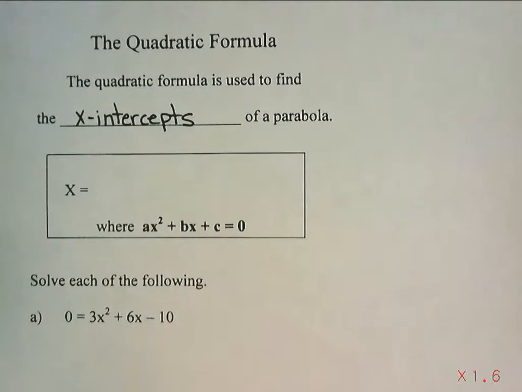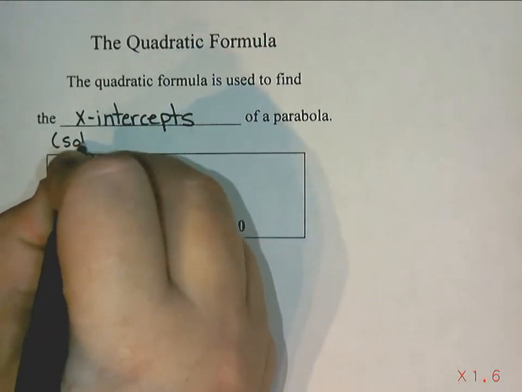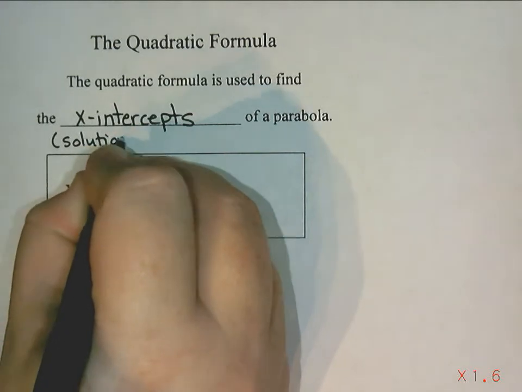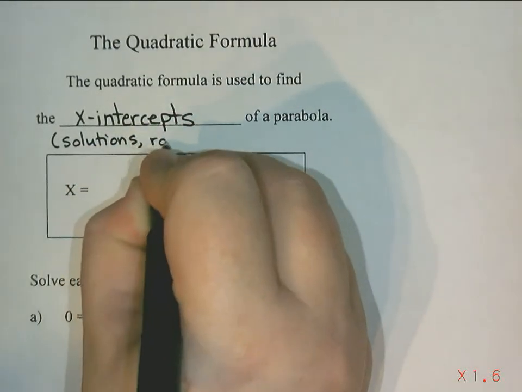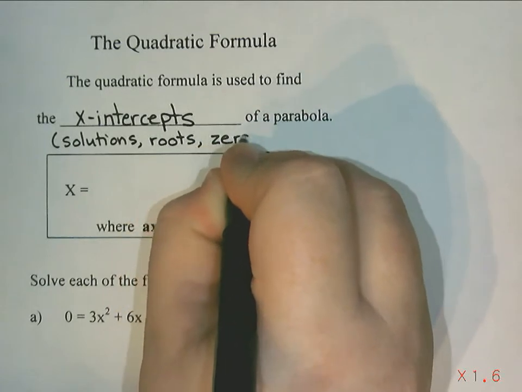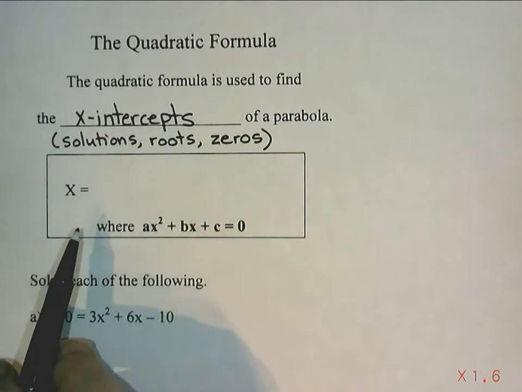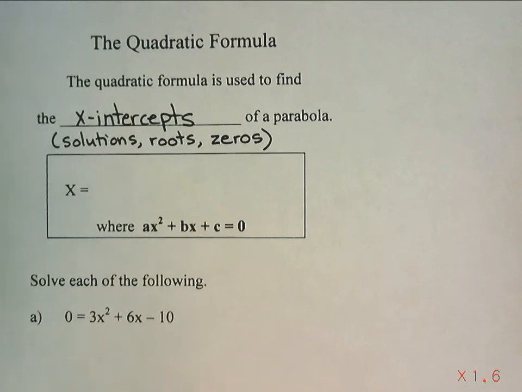of a parabola. Now, sometimes they're called other things. You may see solutions, roots, or sometimes even zeros. If you're coming from French immersion, they also would have been called racines, if that helps you out. So the quadratic formula looks a little complicated until you get the hang of it.